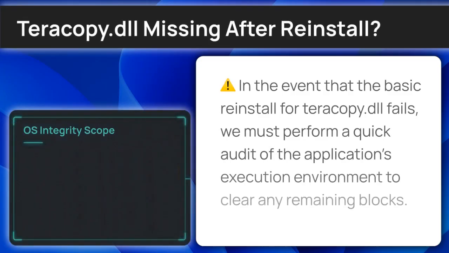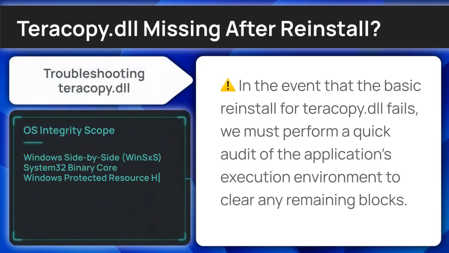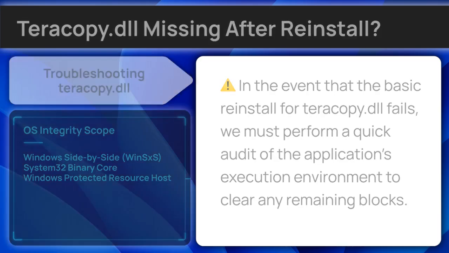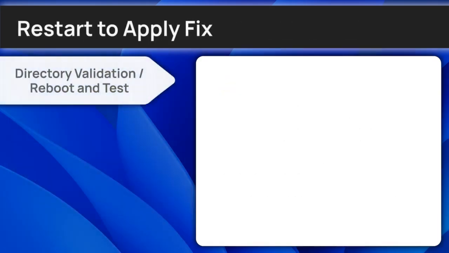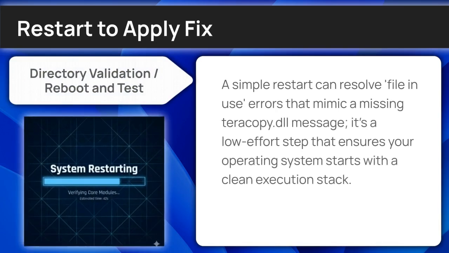If no luck was had with the redistributable package, we will escalate the fix by performing a targeted reset of the system state. Performing a restart can determine if the error is just a transient environment glitch. A reboot refreshes your system's path variables and can sometimes re-establish a broken link to the TeraCopy library file.